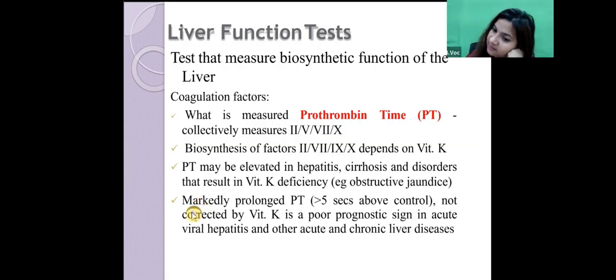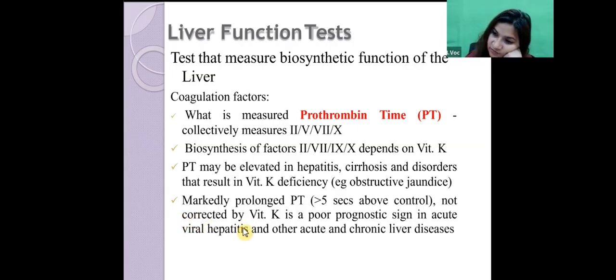So the tests performed for the biosynthetic functions of the liver include the measurement of prothrombin time. Why is prothrombin time measured? Because it gives the collective measure of the second, fifth, seventh, and tenth coagulation factors. So the prothrombin time is elevated in different conditions such as hepatitis, cirrhosis, and disorders that result in deficiency of vitamin K.